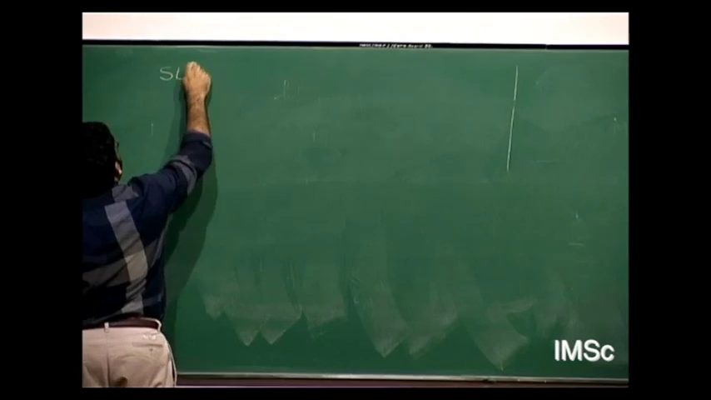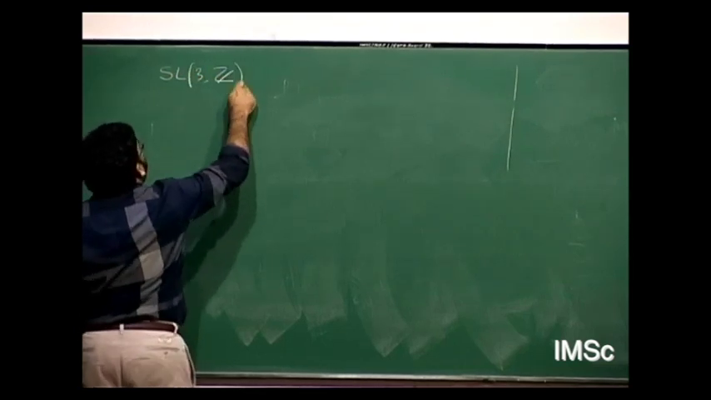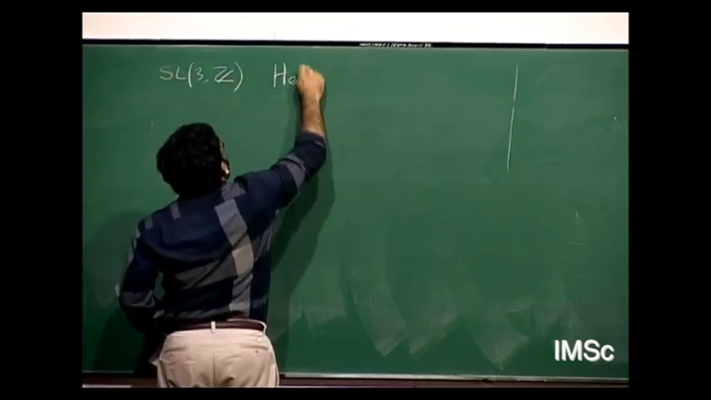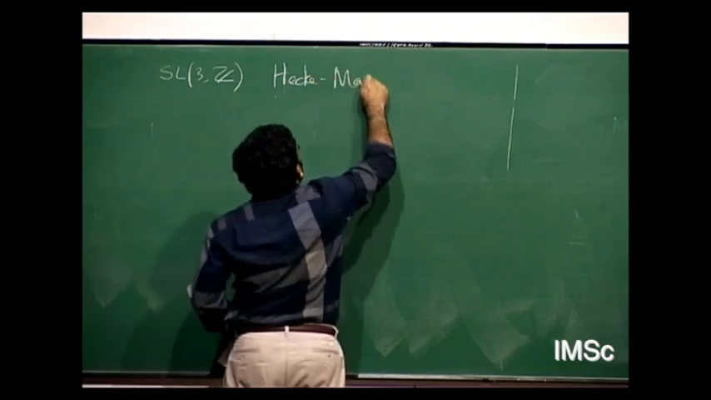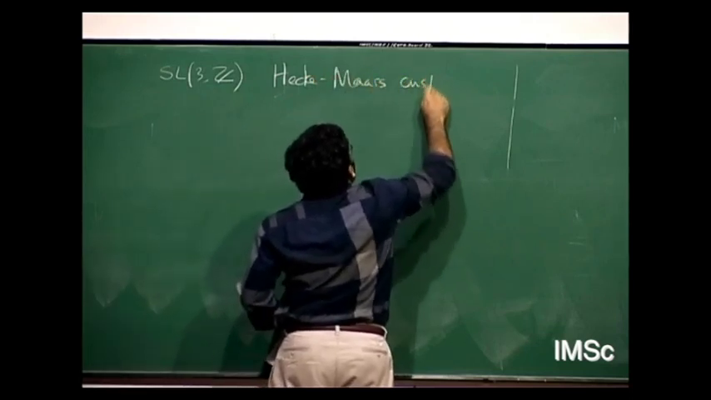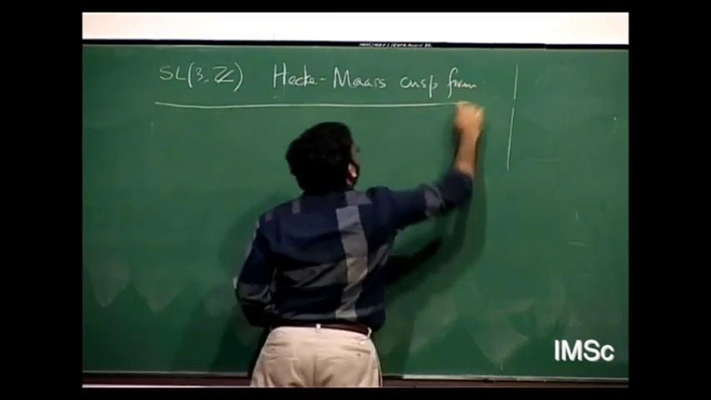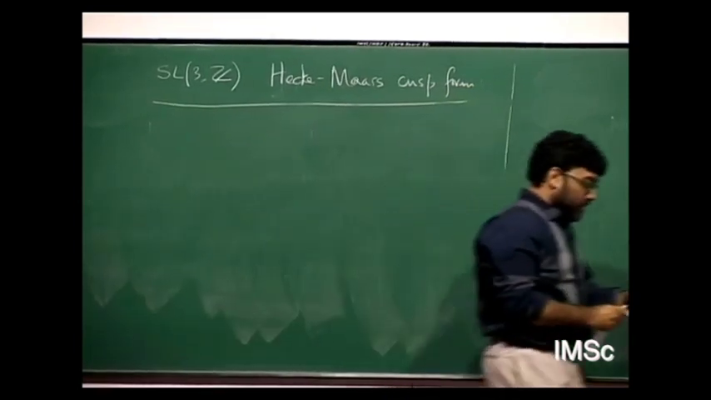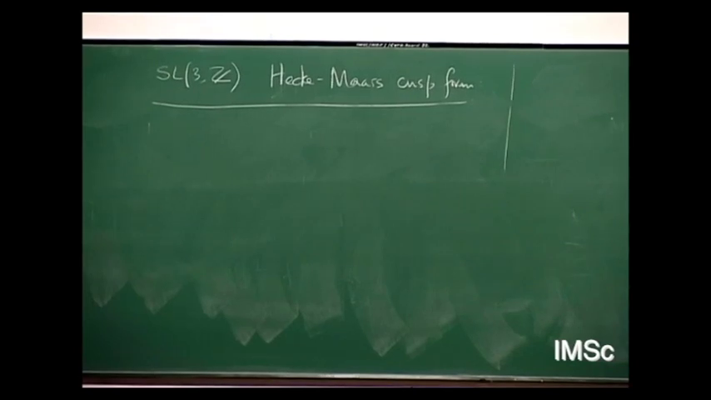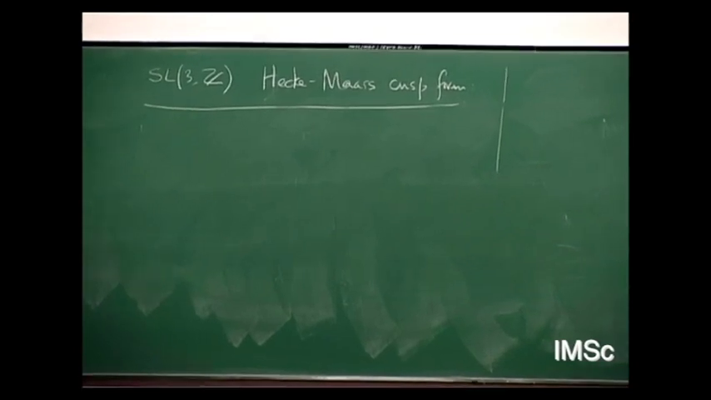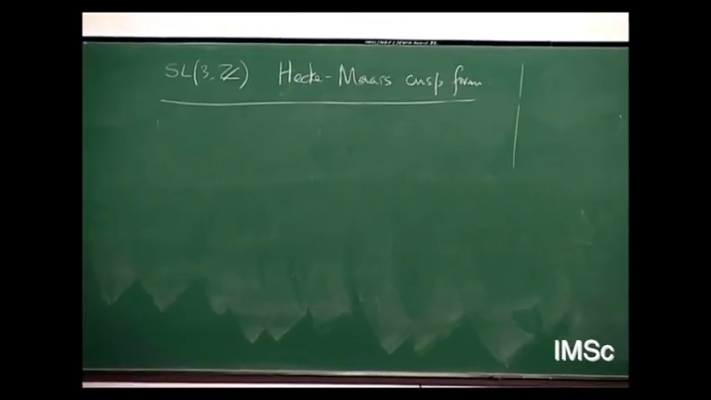All right, so I'll introduce a degree 3 function. I'll define what we mean by an SL3Z Hecke-Maass transform. Okay, so these are going to be functions. These are the analogs of the holomorphic modular forms and the Maass forms.